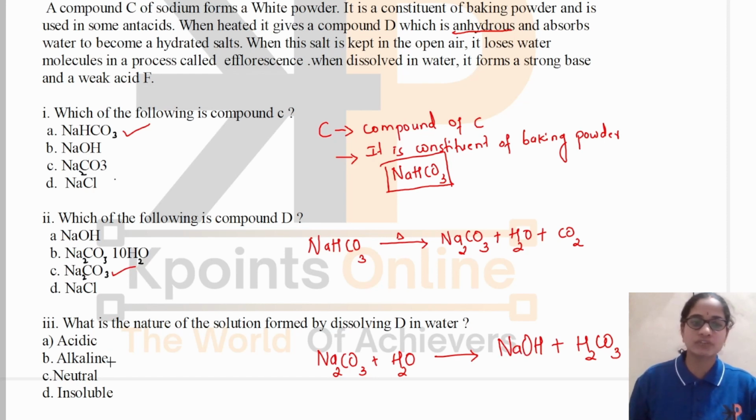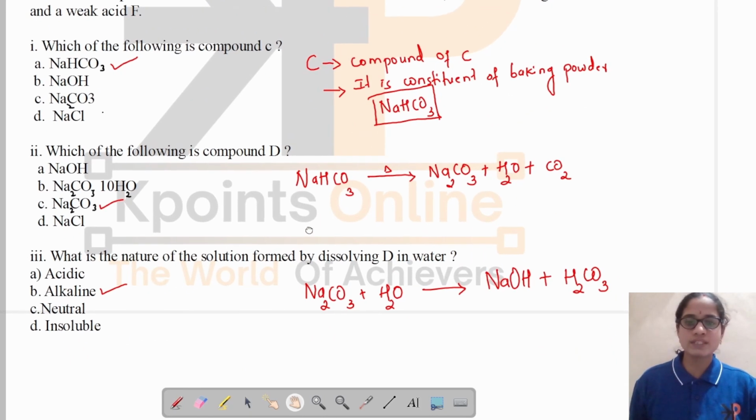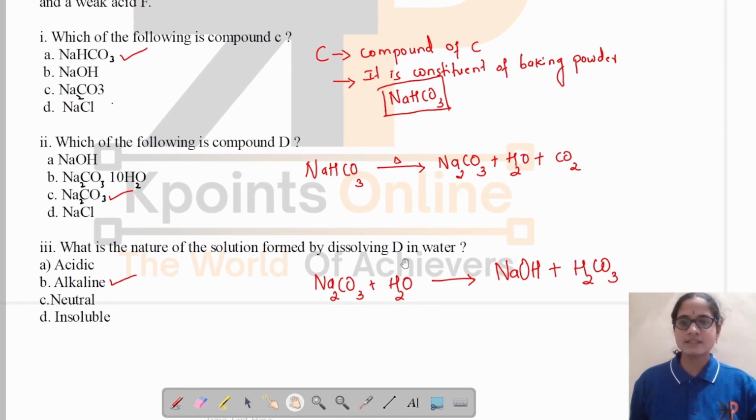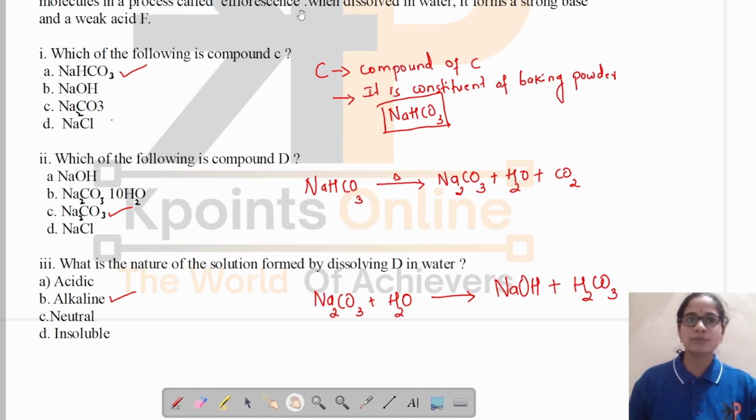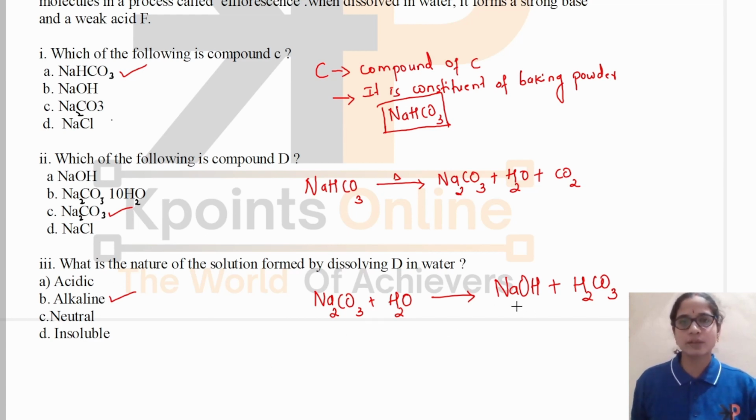So the resulting solution will be alkaline. So our answer will be B. So have you understood? The nature of the solution formed by dissolving D in water is alkaline because it has the strong base here, because of which the solution will be alkaline in nature. And also they have given it forms a strong base and a weak acid F. Yes, when sodium carbonate is dissolved in water, it forms strong base, that is sodium hydroxide, and weak acid, carbonic acid. Okay. So the weak acid is F.